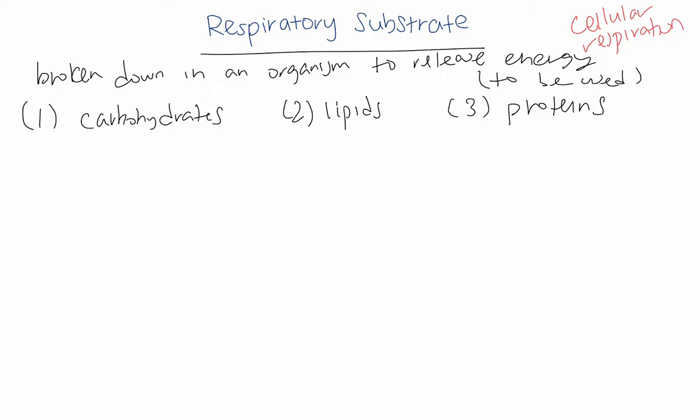Now, although we have these three different types of potential respiratory substrates, the body usually prefers carbohydrates to lipids, and so it will use carbohydrates first. If there are no more carbohydrates, then it will use lipids. And then, if we don't have carbohydrates or lipids to use, it will use proteins.